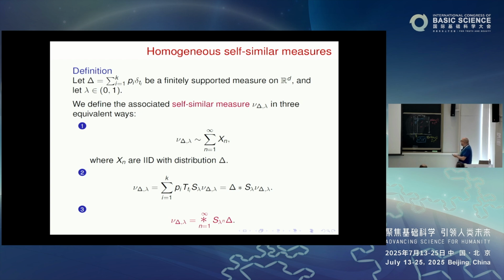So what is important here, and this is why this is called homogeneous, is that the contraction is λ for all maps. So the Bernoulli convolution is made up of two maps, and they both have contraction ratio λ. You can do more general things where the contraction ratios can be different. That is not captured by this construction.